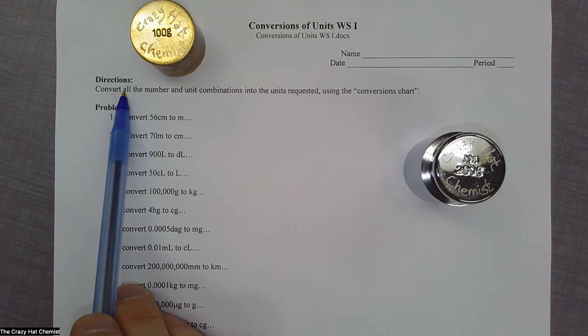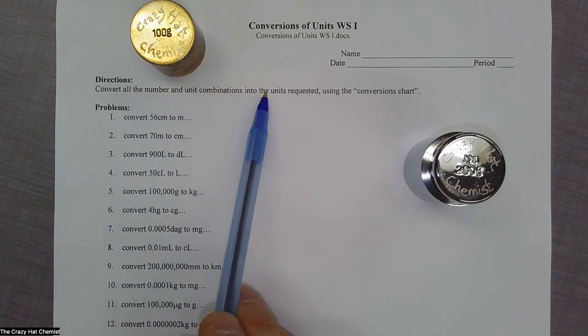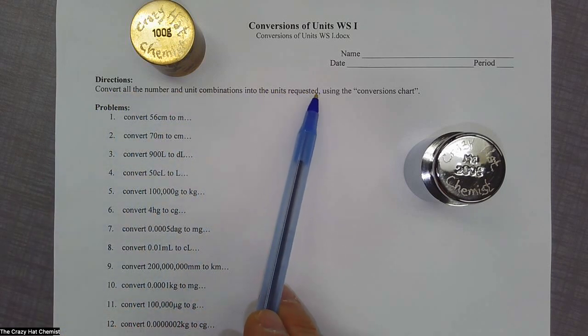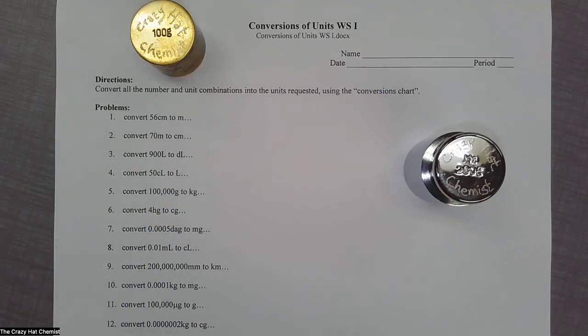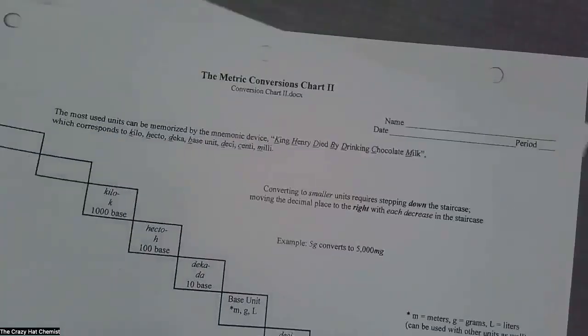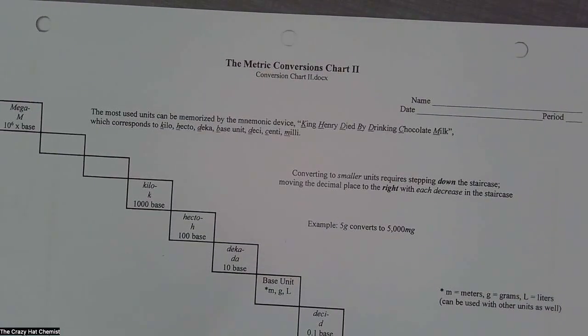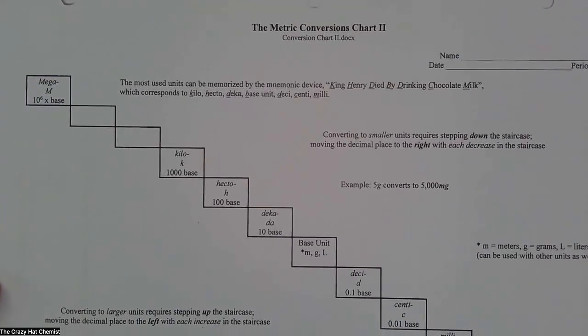So here are the directions. Convert all the number and unit combinations into the units requested using the conversions chart. Well, first of all, what is the conversions chart? We've got to figure out what that is. So we're going to place that right here on our piece of paper, and then we're going to take advantage of that. So this is the conversions chart.